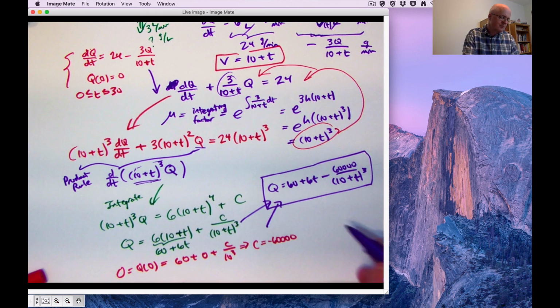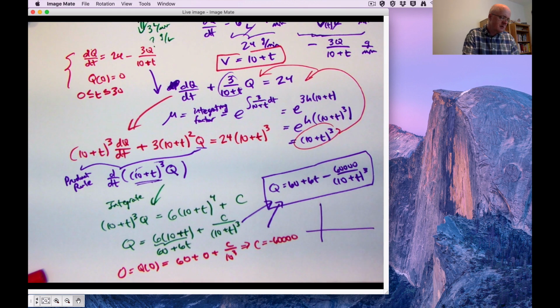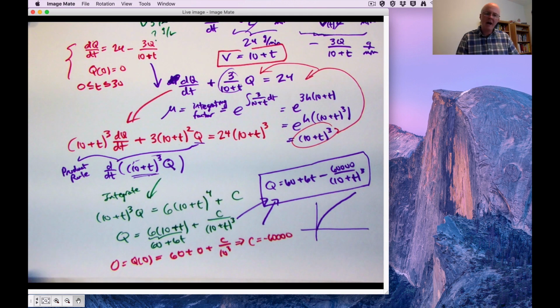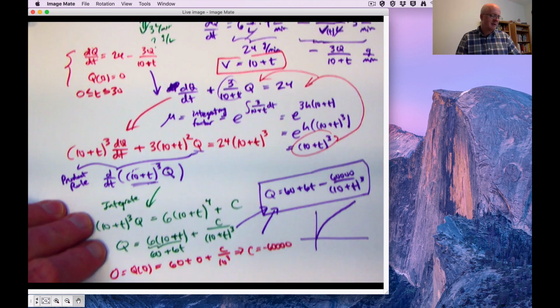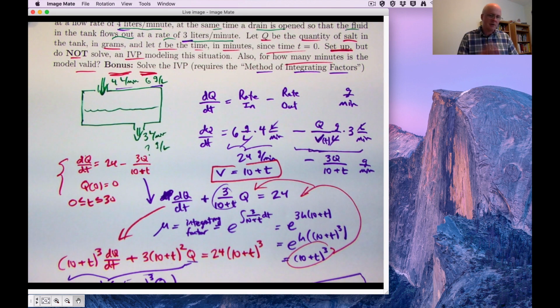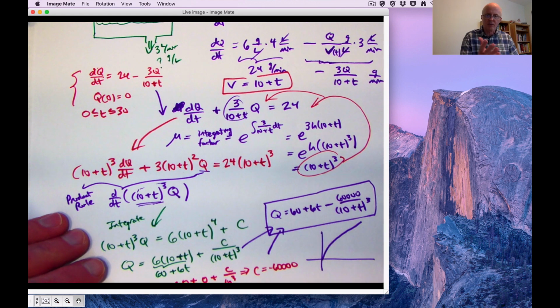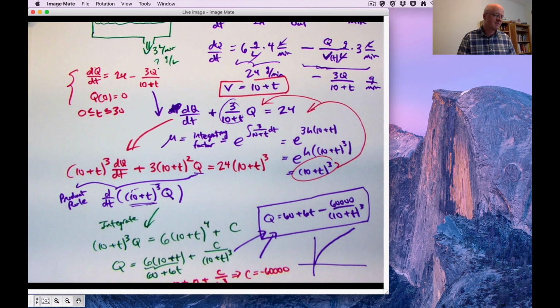And if you did, the graph, I think it ends up looking something like this. You can check that Q of 0 is 0. And you could figure out a time when the amount of salt equals, I don't know, 2 grams or something. So you'd set Q equal to 2 and solve for t. That would be an application of this.